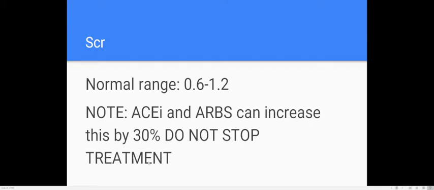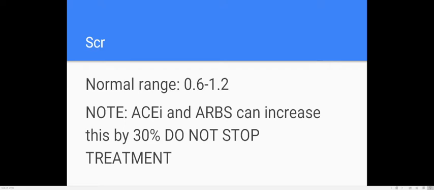So, ACE inhibitors and ARBs. ACE inhibitors are like lisinopril, and ARBs are like losartan, which are common hypertension medications. They can actually increase the serum creatinine by about 30%, but do not stop therapy because it's kind of a pseudo bump. Sometimes it can lead to a more serious issue, but most times it's a pseudo increase. You don't want to stop their hypertension treatment because you see a 30% increase. ACE inhibitors and ARBs can increase it by 30%, and you should not stop their treatment. That's a key point to know.